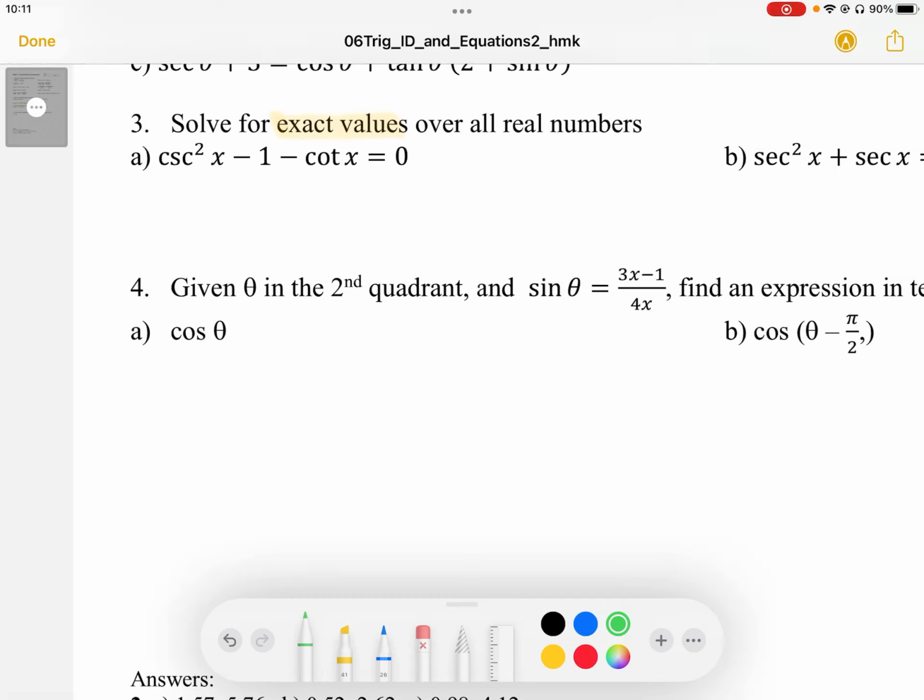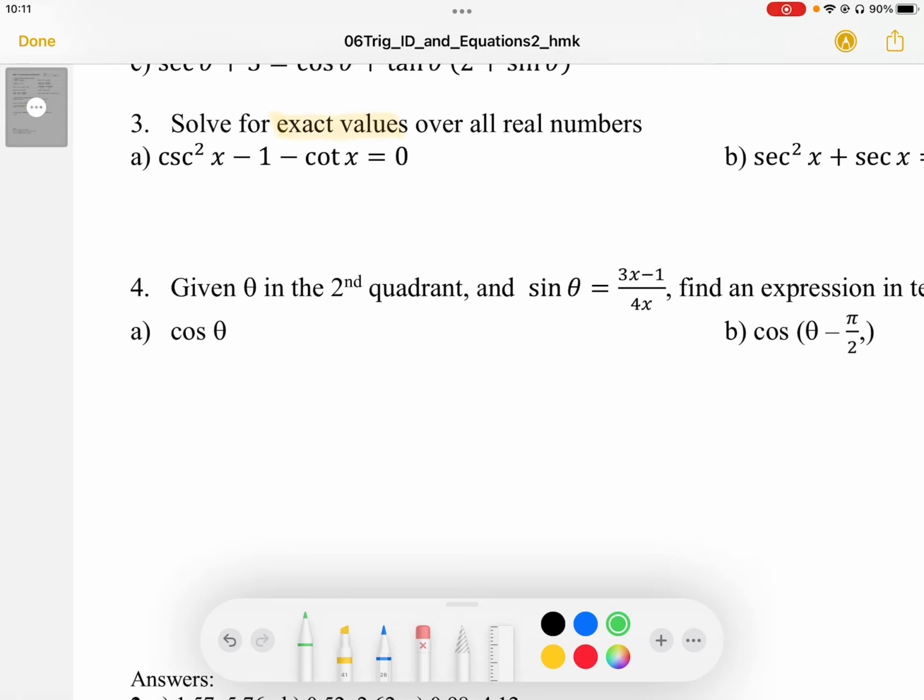Question 3a says solve for exact values over all real numbers. So when it says solve for exact values, we need to have the ratios equal special value angle ratios. And we need to solve this with special value angles. So if the ratios do not equal special value angles, we cannot solve for exact values. So we should expect these equations to equal special angle ratios.